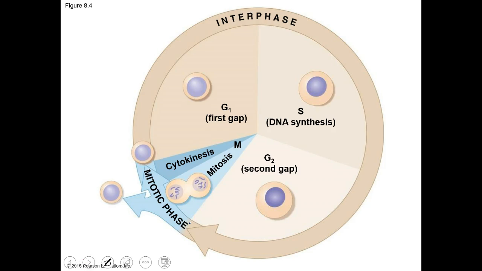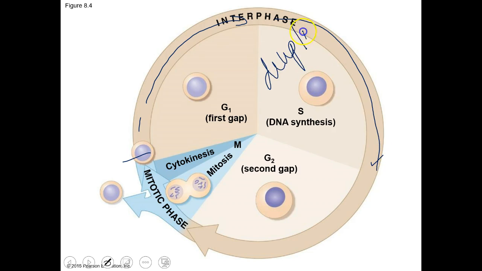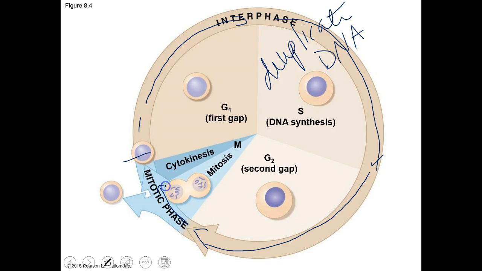Here's sort of what it looks like. If we start here, we get through the first gap, G1. Then we get into DNA synthesis, the S phase. This is where we'll duplicate chromosomes. We'll call it duplicate the DNA. Then we hit the second gap, or G2 phase, where we're really preparing for it. Then we enter a very short mitosis, where we do mitosis and then cytokinesis, the cell splitting.